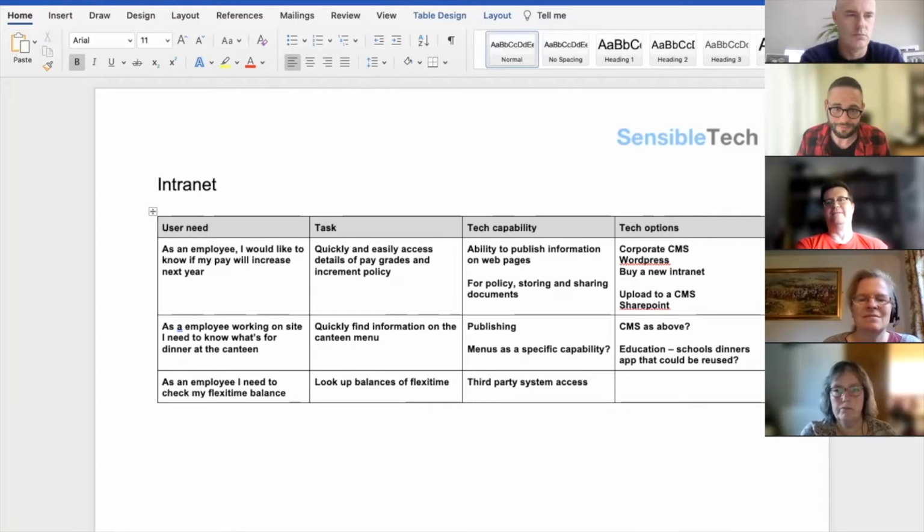Yeah, access. Third-party system access, and I suppose things to think about there might be things like single sign-on, to make that as easy a process as possible. So again, how do we do that?